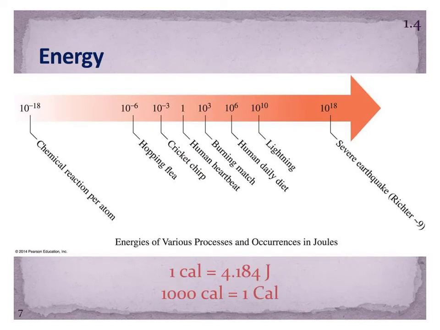We can also measure the energy of different processes. There's always an energy change when we look at any process. Energy can be gained or lost. In this picture, we see examples of different types of energies, so from a reaction happening per atom to an earthquake and everything in between.